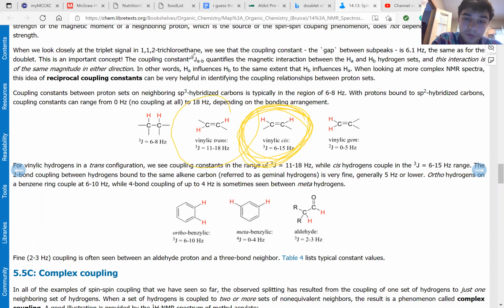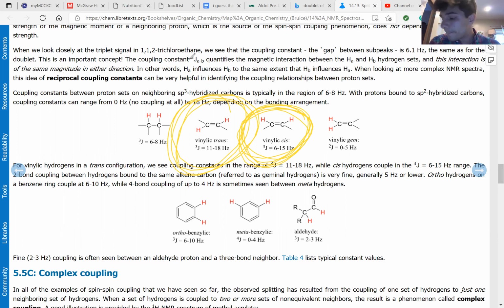So based on these two values here and the J value of your vinyl hydrogens, you can use the NMR to identify whether or not your sample has the cis product or trans product. So I hope this answers y'all's questions. If not, you can come look at this. The key word is doublet of doublets or just reciprocal coupling.